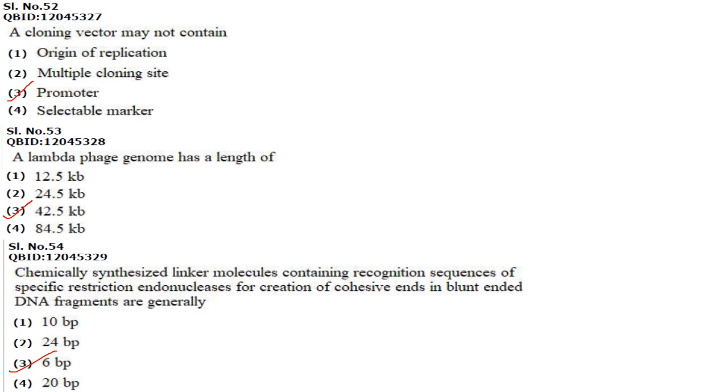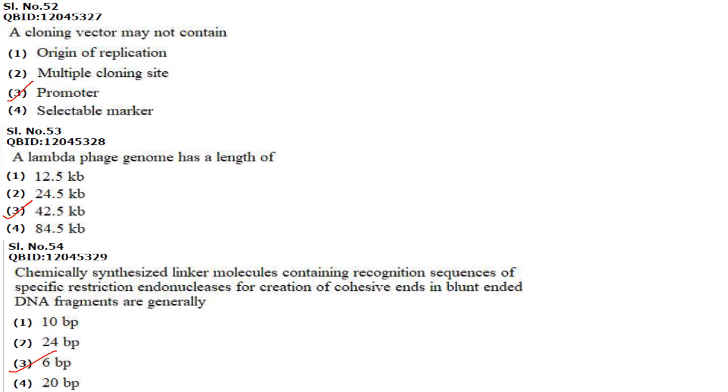Then next one. A cloning vector may not contain. So it may not contain a promoter. So answer is option 3. A lambda phage genome has a length of, so it has a length of 42.5 kb. Answer is option 3.